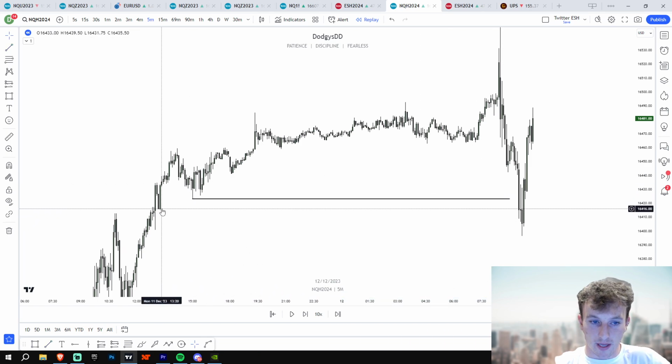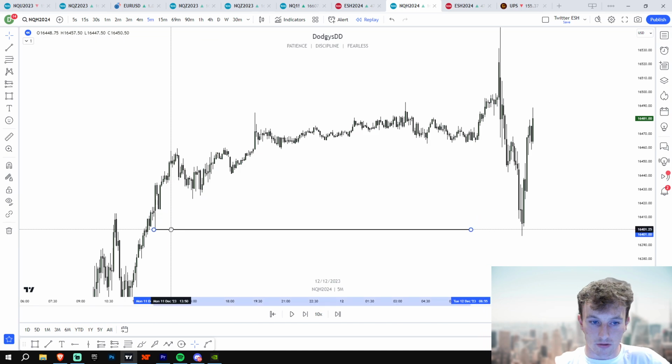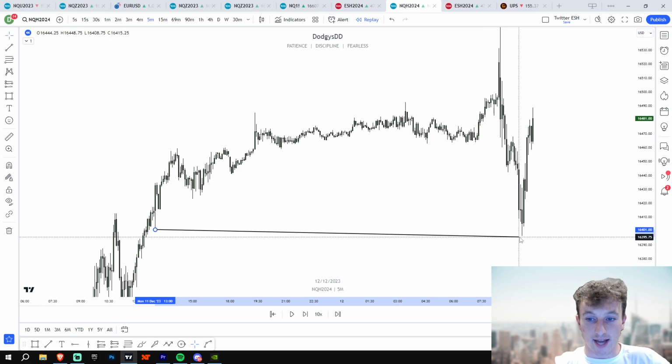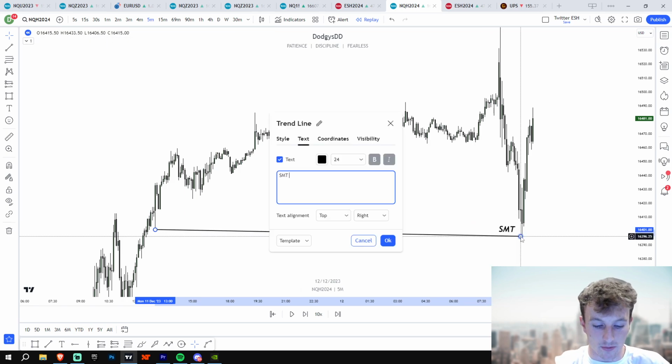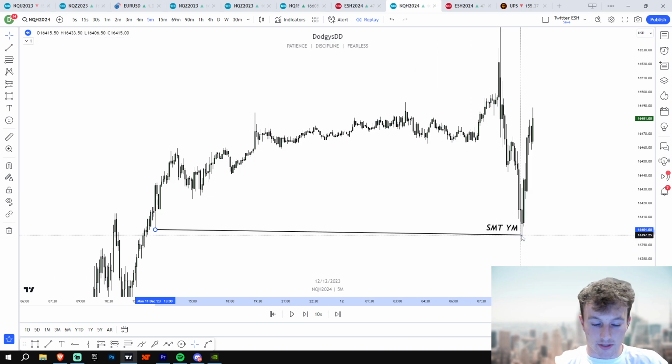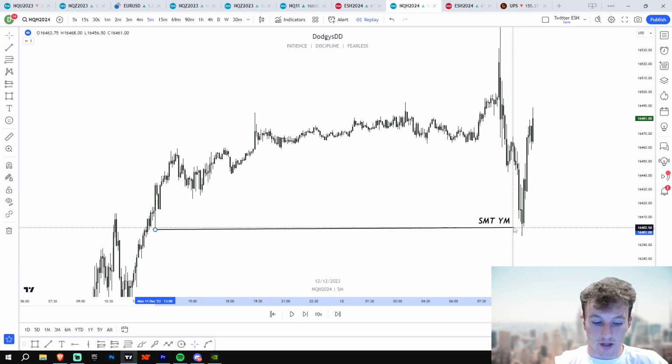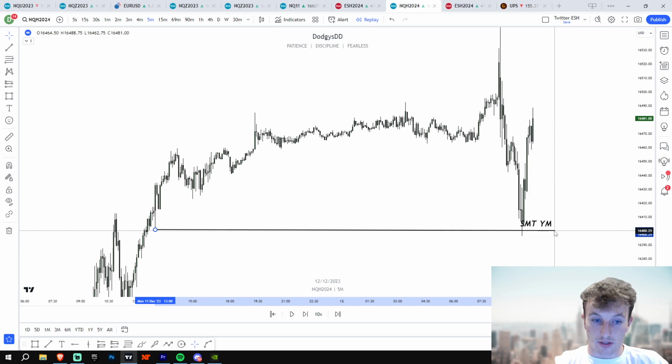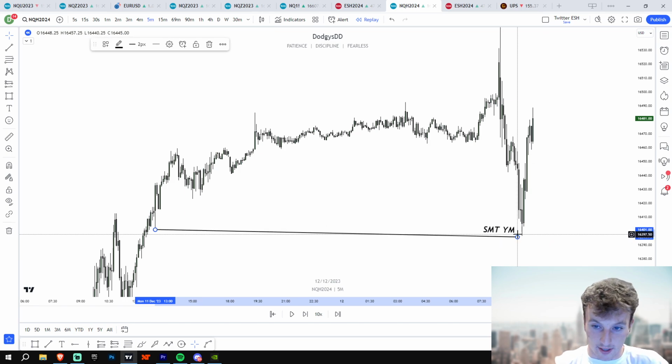We swept the PM session low. I think it was a PM session low. Yeah, so we swept the PM session low here. The pivot low. There was an SMT with YM here as well. I'm not going to show you guys, but basically YM made a higher high here and NQ made a lower low. So there's an SMT. We swept the low as well. So that's kind of two influences right there.